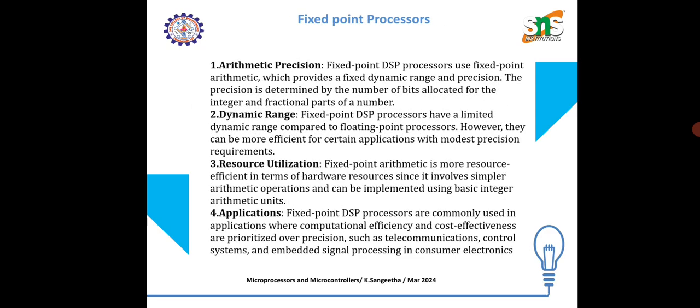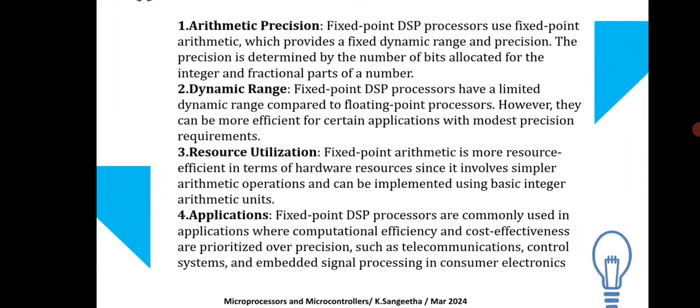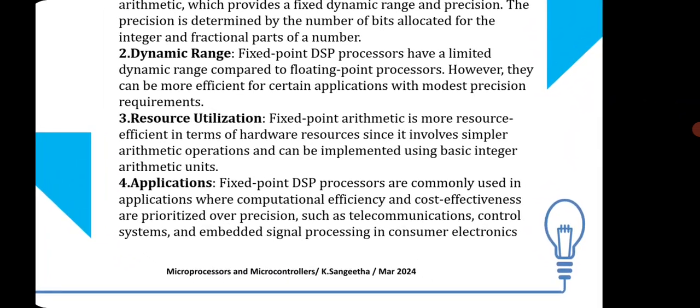Next is the fixed point processor in terms of arithmetic precision, dynamic range, resource utilization and application. In this way we are going to differentiate how the fixed point and floating point processors vary. Fixed point processors' arithmetic precision: fixed point DSP processors use fixed point arithmetic which provides a fixed dynamic range and precision. In resource utilization, fixed point arithmetic is more resource efficient in terms of hardware resources since it involves simpler arithmetic operations and can be implemented using basic integer arithmetic units.